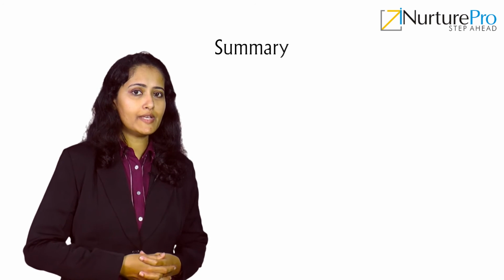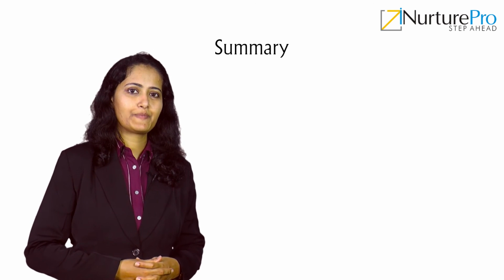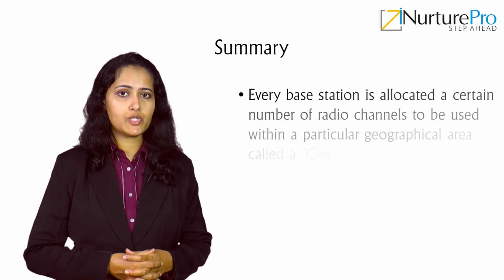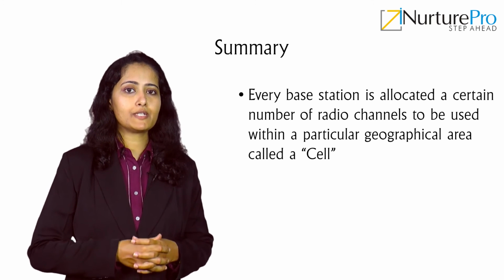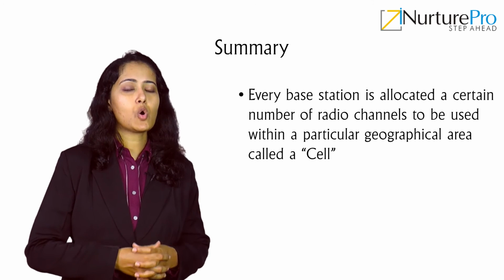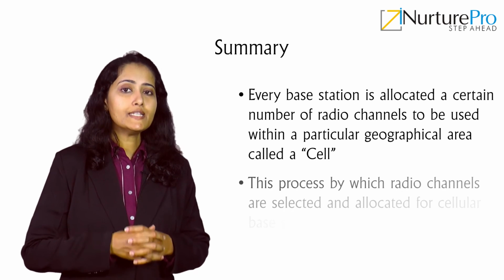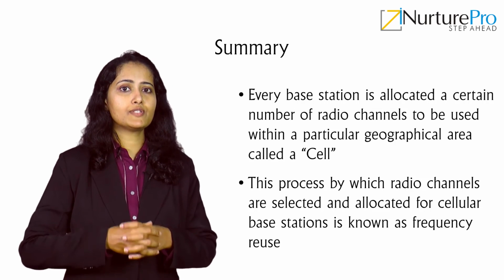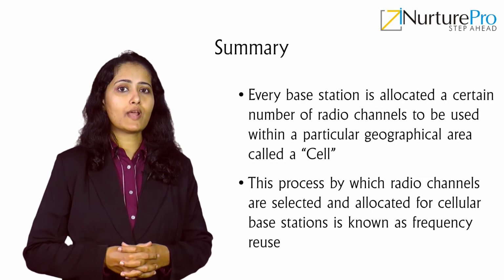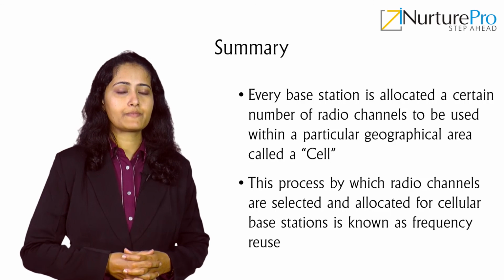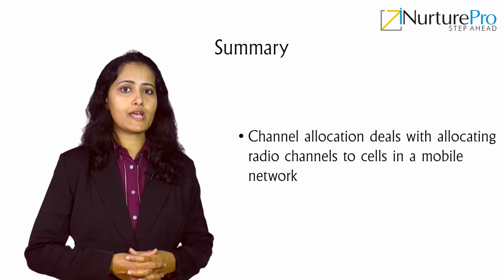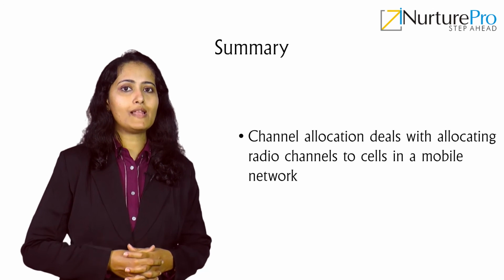Let us have a quick recap on what we have discussed. Every base station is allocated a certain number of radio channels to be used within a particular geographical area called a cell. This process by which radio channels are selected and allocated for cellular base stations is known as frequency reuse. Channel allocation deals with allocating radio channels to cells in a mobile network.